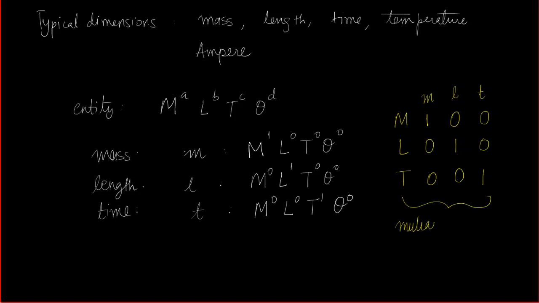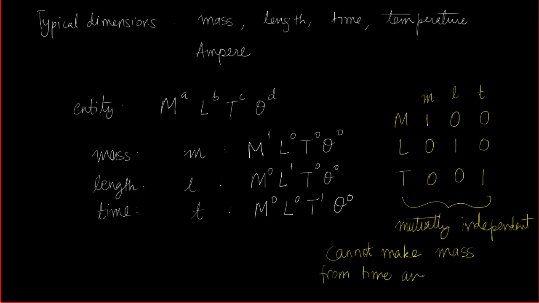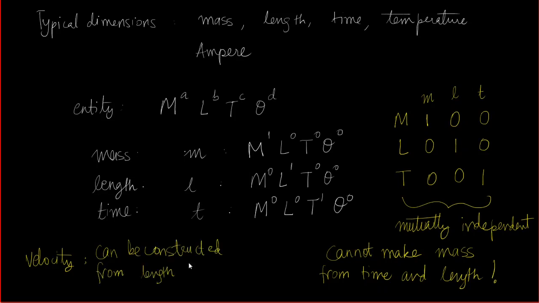and these three M, L, and T are said to be mutually independent, meaning that the dimension of mass cannot be comprised from the dimensions of time and length. Whereas the dimension of velocity can actually be constructed from the dimensions of length and time. But more on this later on.